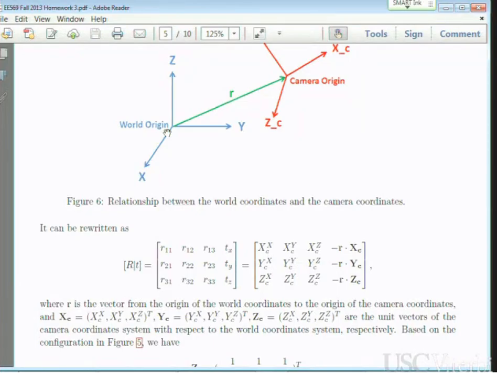If you have any problem, go back to 2D examples. The 2D example tells you that you need minus TX, minus TY, those kinds of things. 2D translation.